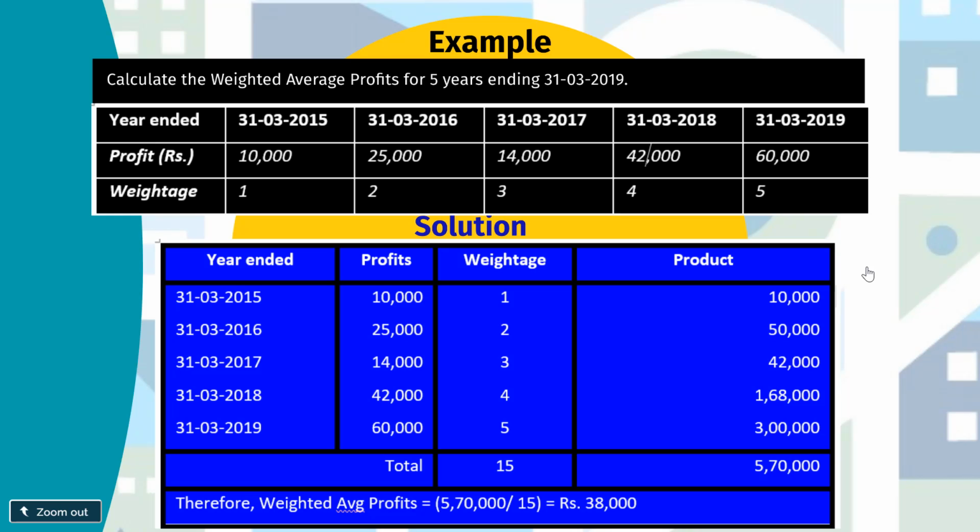The sum of the product, which is the sum of the fourth column, is rupees 5,70,000. And the sum of the weights, which is the sum of the third column, is 15. Weighted average is equal to 5,70,000, the sum of the product, divided by sum of the weights, which is 15, is equal to rupees 38,000 is the weighted average.